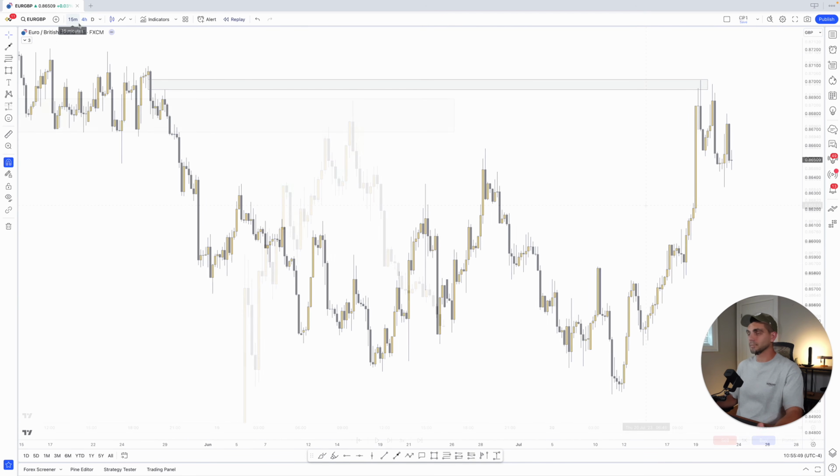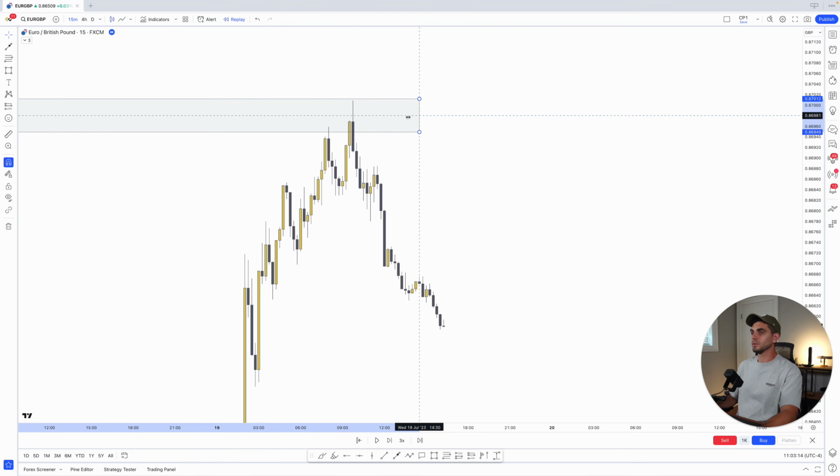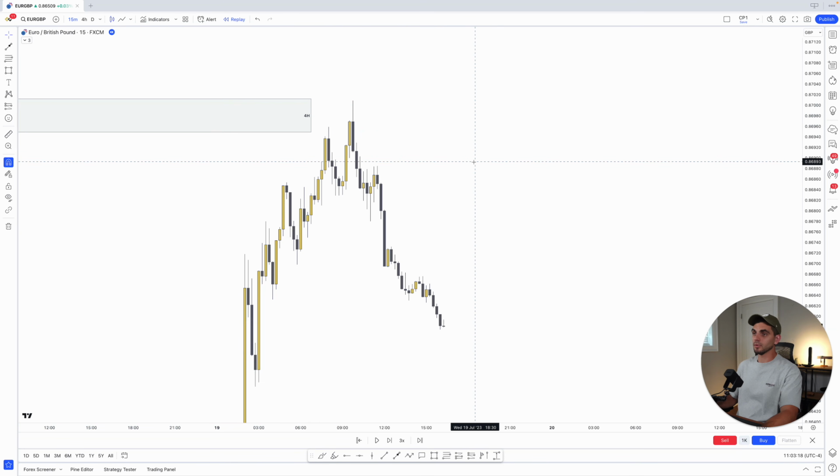So let's do that. All right, so now we're on the 15-minute time frame and we can take a good look at what really happened here. So this is that 4-hour zone that we were just going over. Let's just rein it back a little bit and then label it 4H for 4-hour, just so we know what it is. That's the imbalance that we just looked at, right? So let's see what really happened here.